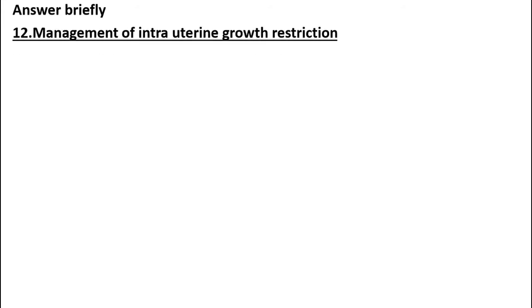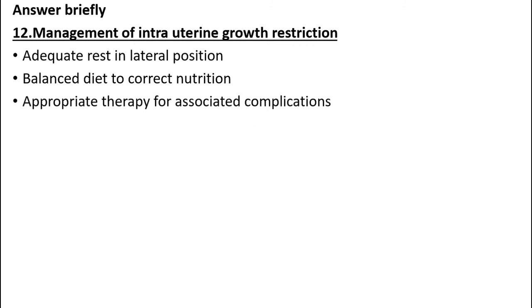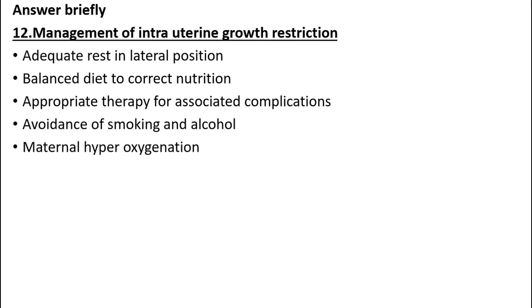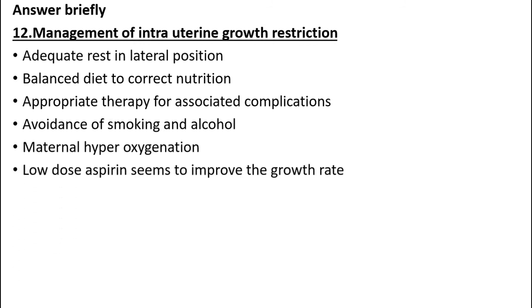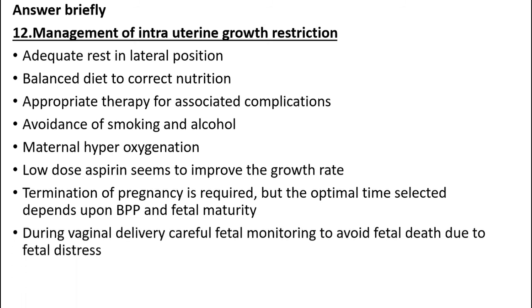Answer briefly. Management of intrauterine growth restriction. The management includes adequate rest in lateral position, balanced diet to correct nutrition, appropriate therapy for associated complications, avoidance of smoking and alcohol, maternal hyperoxygenation, and low dose aspirin which seems to improve the growth rate. Termination of pregnancy is required, but the optimal time is selected by the biophysical profile and fetal maturity. During the vaginal delivery, careful fetal monitoring is needed to avoid fetal death due to fetal distress.